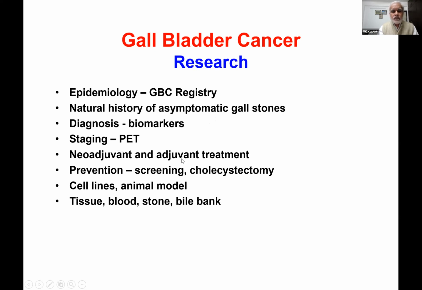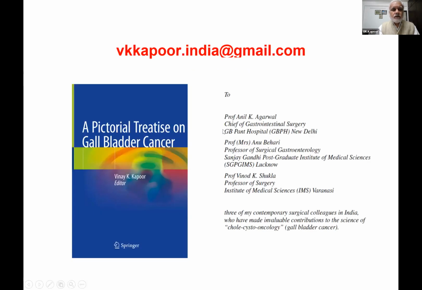Various neoadjuvant and adjuvant treatments, screening for gallbladder cancer and preventive cholecystectomy. And then, of course, along with your basic science colleagues, develop cell lines and animal models for gallbladder cancer. And all of you, even if you're not doing any of this research, should establish a biobank of tissue, blood, stone, bile, and other biomaterial for possible future research. Because if you have a good biobank, any basic scientist will be very happy to collaborate with you and do some research into various aspects of gallbladder cancer. So with that, I would like to finish.